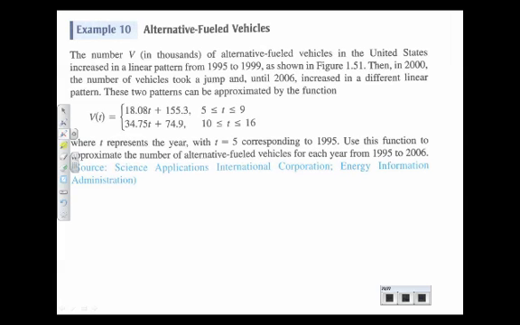What we're going to want to do on a problem like this, well, we could do it a couple of ways. We could plug them all in and get answers, or I would highly recommend using your calculator with your table setting. Now we're going to have to do this twice. We're going to go y1 equals 18.08x plus 155.3, and we're going to do that.